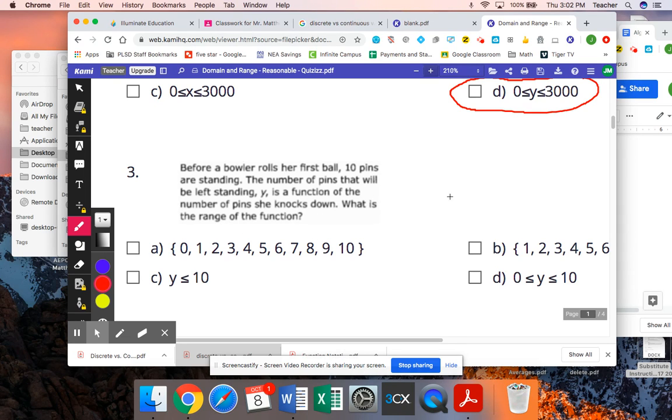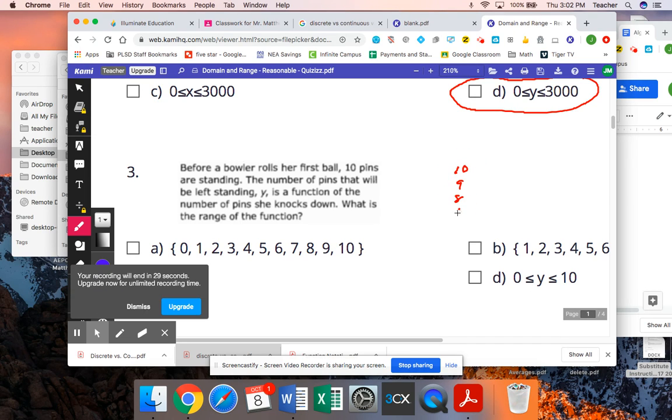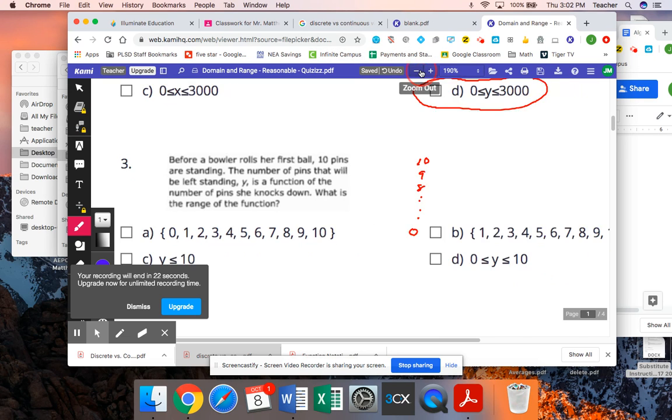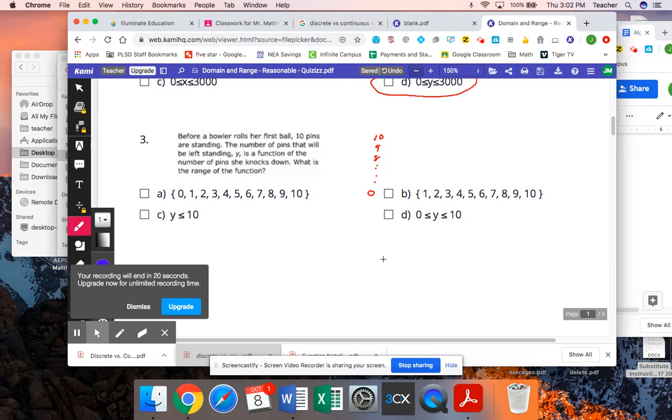Is it possible for 10 to be left after she rolls? Yeah, by getting a gutter ball. Can she get 9? Yes. 8? Yes. All the way down. What if there are none standing? That's possible. That's called a strike. So if I were looking to answer this problem, I would say that the range, the output, the number of pins left standing could be anywhere from 0 to 10. That's what this tells us right here. Now, if you say less than or equal to 10, that might include 7.5. But we can't do that because we're talking about the number of pins.